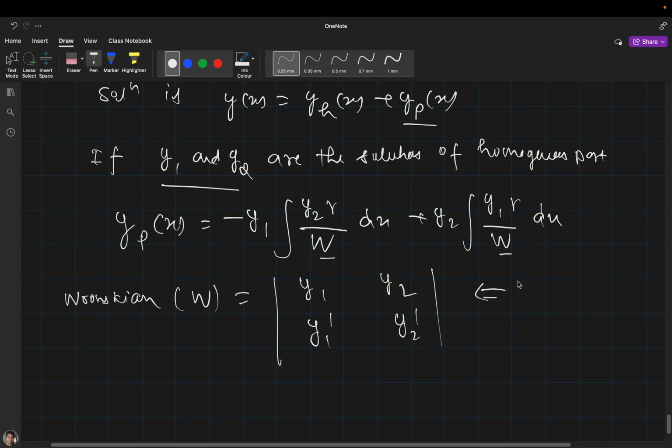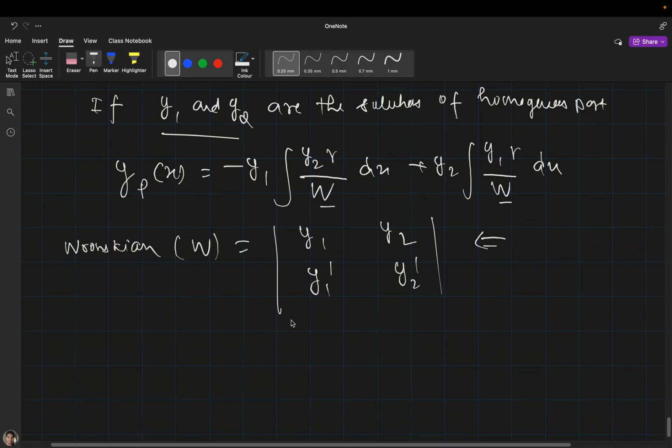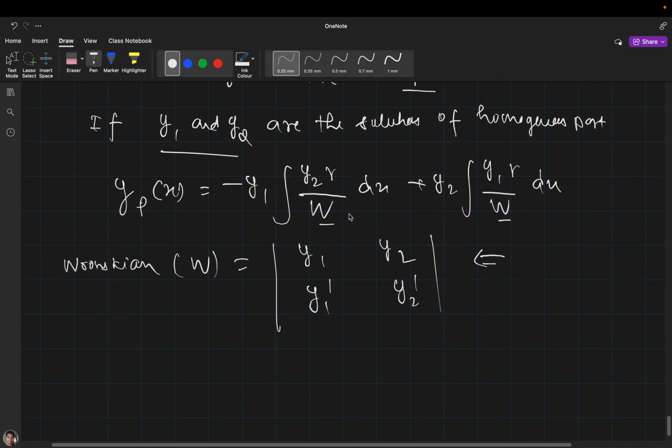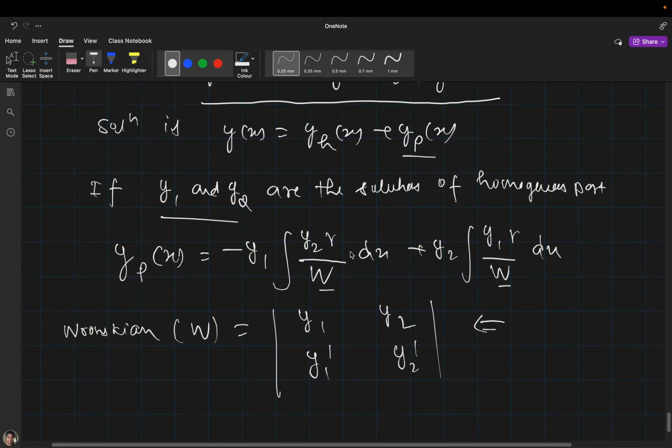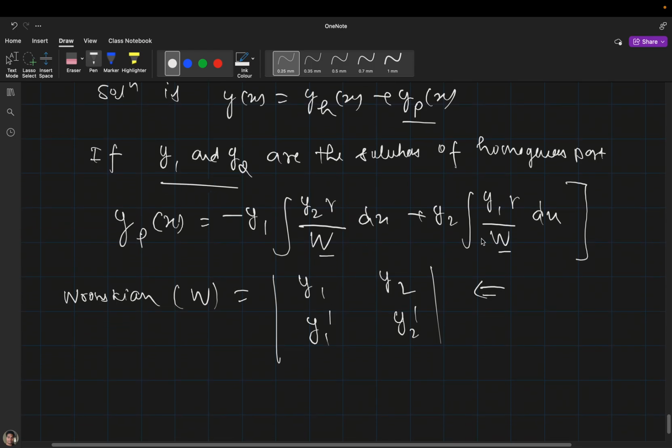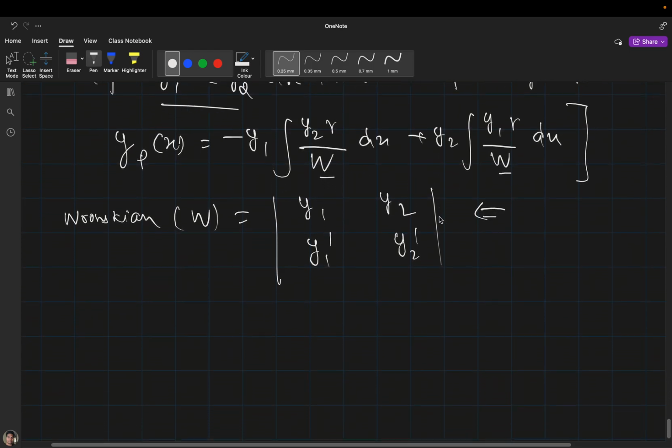From this expression I can get the particular solution if you know y1 and y2. I will not go on to derive all these equations because this is out of scope. I can also derive it, but it will take some time. I will give you one reference book you can check there, but for now I will not derive it. You can directly use it because this expression is not very complicated.